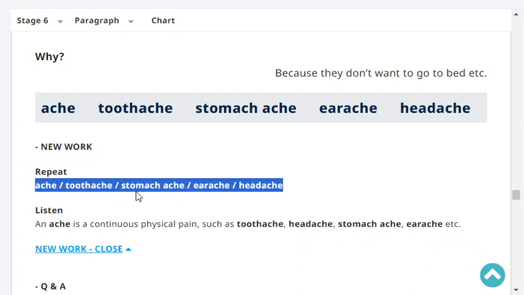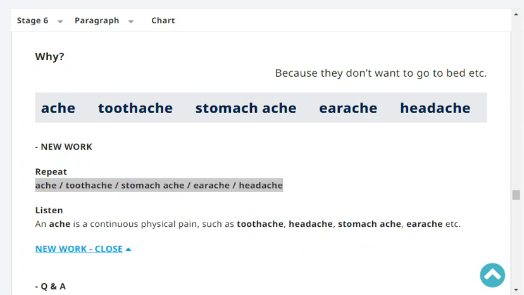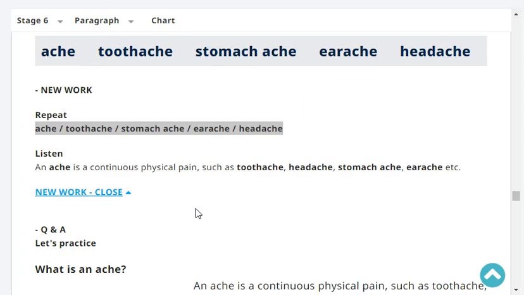Next, repeat. Ache, toothache, stomach ache, earache, headache. Very good. Okay, listen. An ache is a continuous physical pain such as toothache, headache, stomach ache, earache, etc.